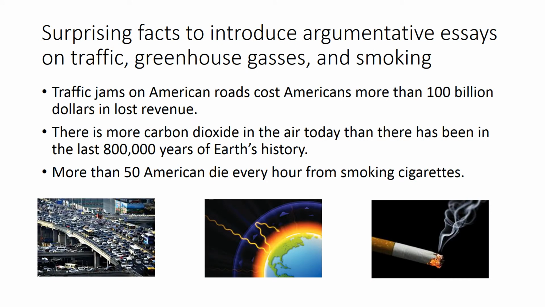If I am writing an essay with a more argumentative agenda, I might build up on this technique by presenting information that is not only surprising, but also scary. Traffic jams on American roads cost Americans more than $100 billion in lost revenue. There is more carbon dioxide in the air today than there has been in the last 800,000 years of Earth's history. More than 50 Americans die every hour from smoking cigarettes. Leading with these kinds of facts, foregrounding them in the first paragraph of my essay, is a powerful rhetorical tool for communicating to a reader that you have something important to discuss.